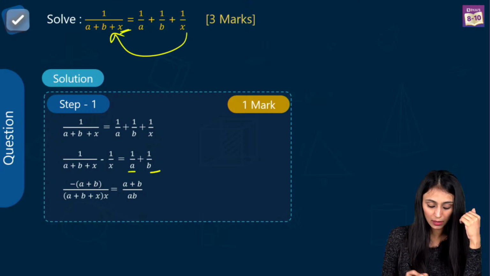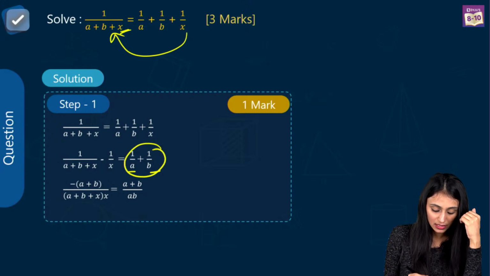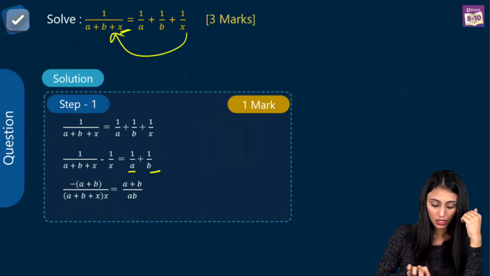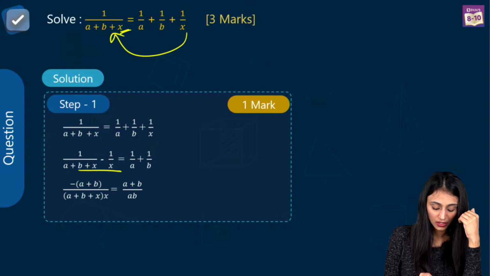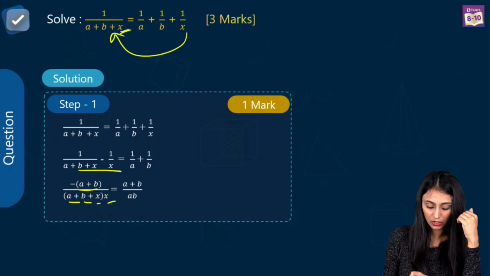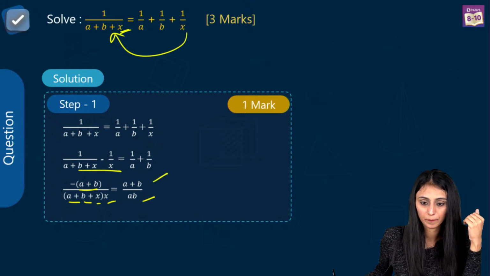And here we have 1 by a plus 1 by b. Then you simplify this side and simplify this side also. So if I simplify this side, here we have a plus b plus x times x. And here I'll have minus a plus b. Here we have ab and a plus b in the numerator.